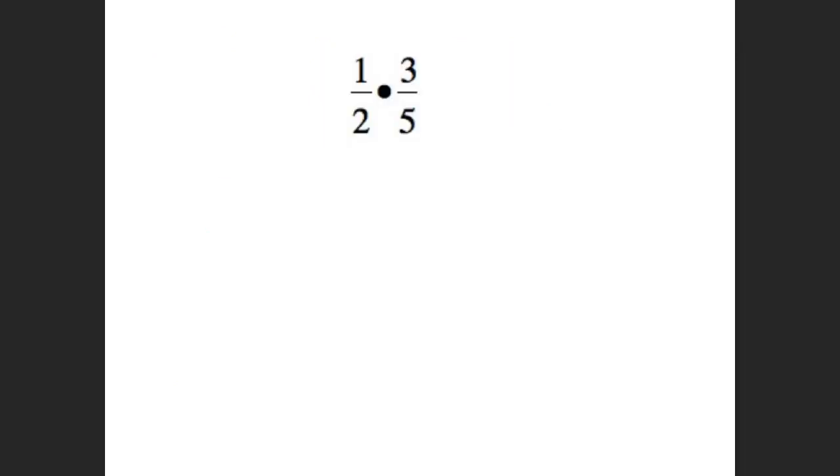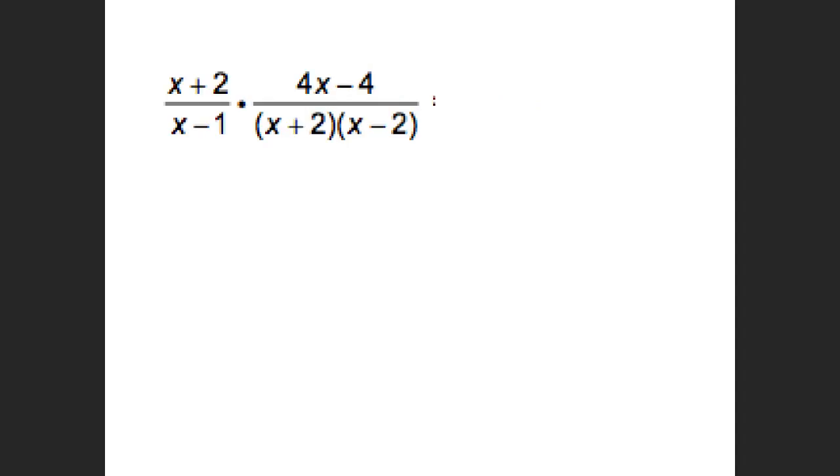So here's an example. 1/2 times 3/5. I multiply across the top, there's nothing to simplify, and multiply across the bottom. I get 3/10. Pretty easy, right? So let's take it to the next step. If I wanted to multiply this one.